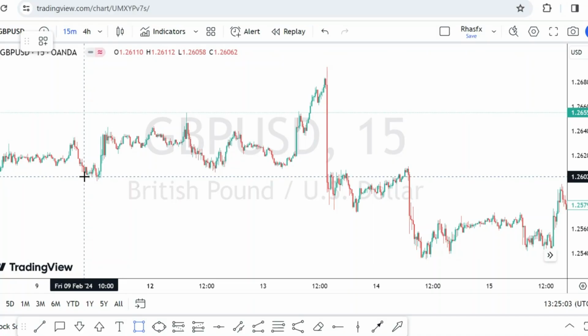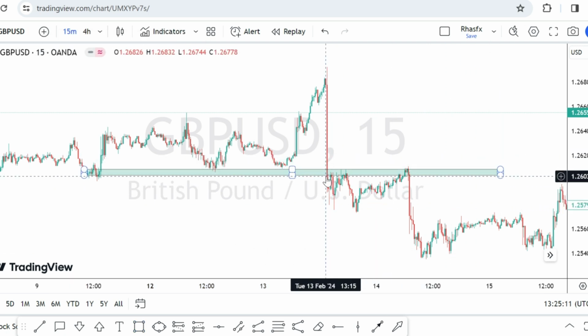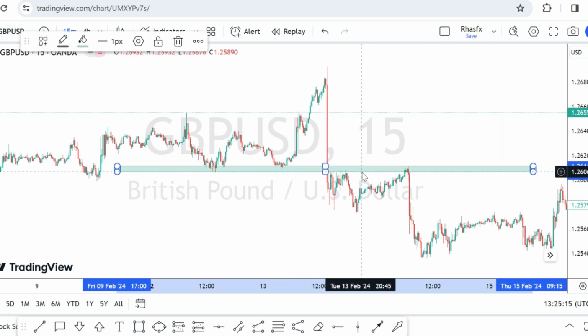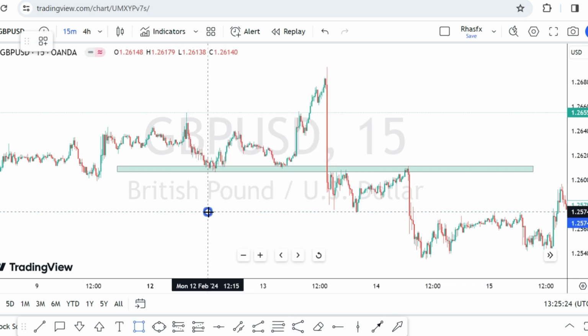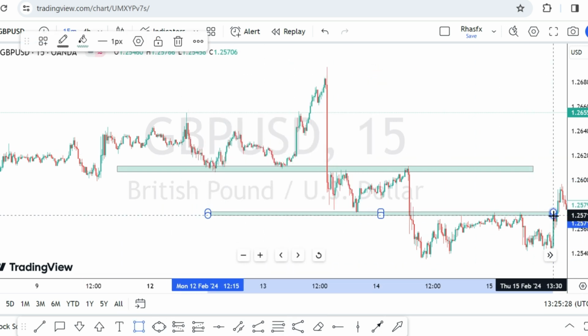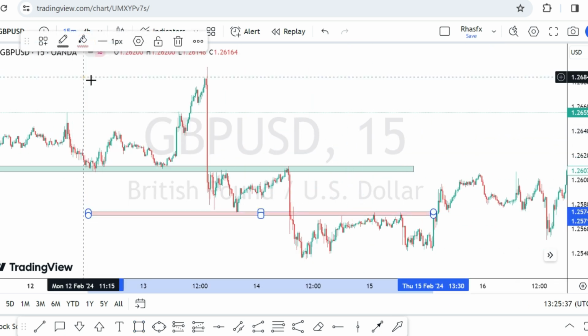Suppose EUR/USD has a significant supply zone at 1.2000, where the price previously reversed several times. A trader might place a sell order around this level, expecting another reversal. If GBP/USD shows a demand zone around 1.3500, where it has previously rallied, a trader might place a buy order near this level with a stop-loss below the zone.